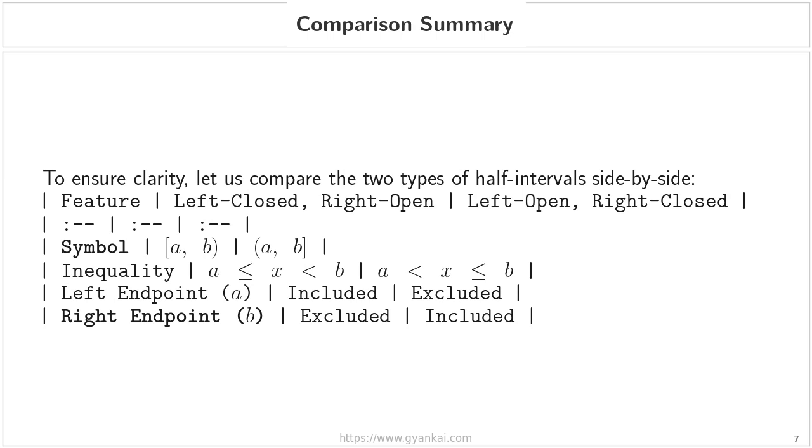To make it even simpler, let's look at the endpoints. For the left-closed version, the left endpoint is included, but the right endpoint b is excluded. For the left-open version, it is the exact opposite. The left endpoint is excluded, while the right endpoint b is included. Keep this comparison in mind as we move on to the next slide, where I will highlight some common pitfalls to watch out for during your exams.